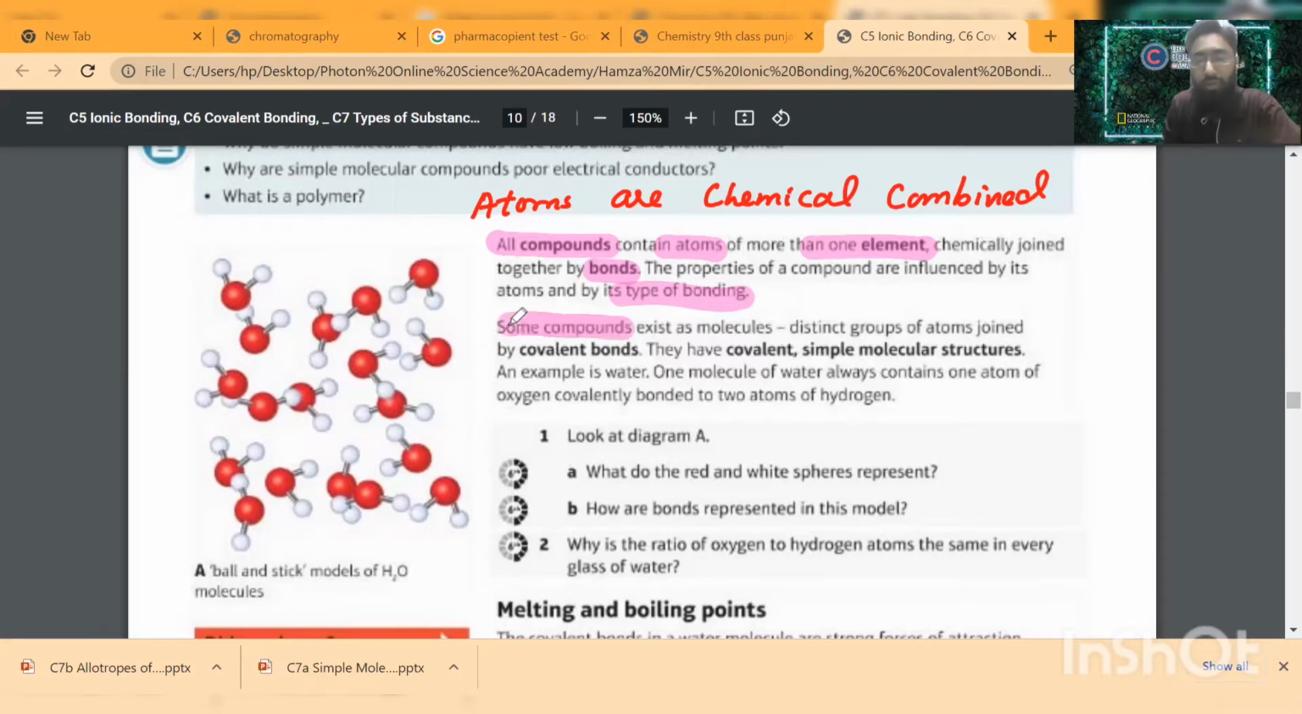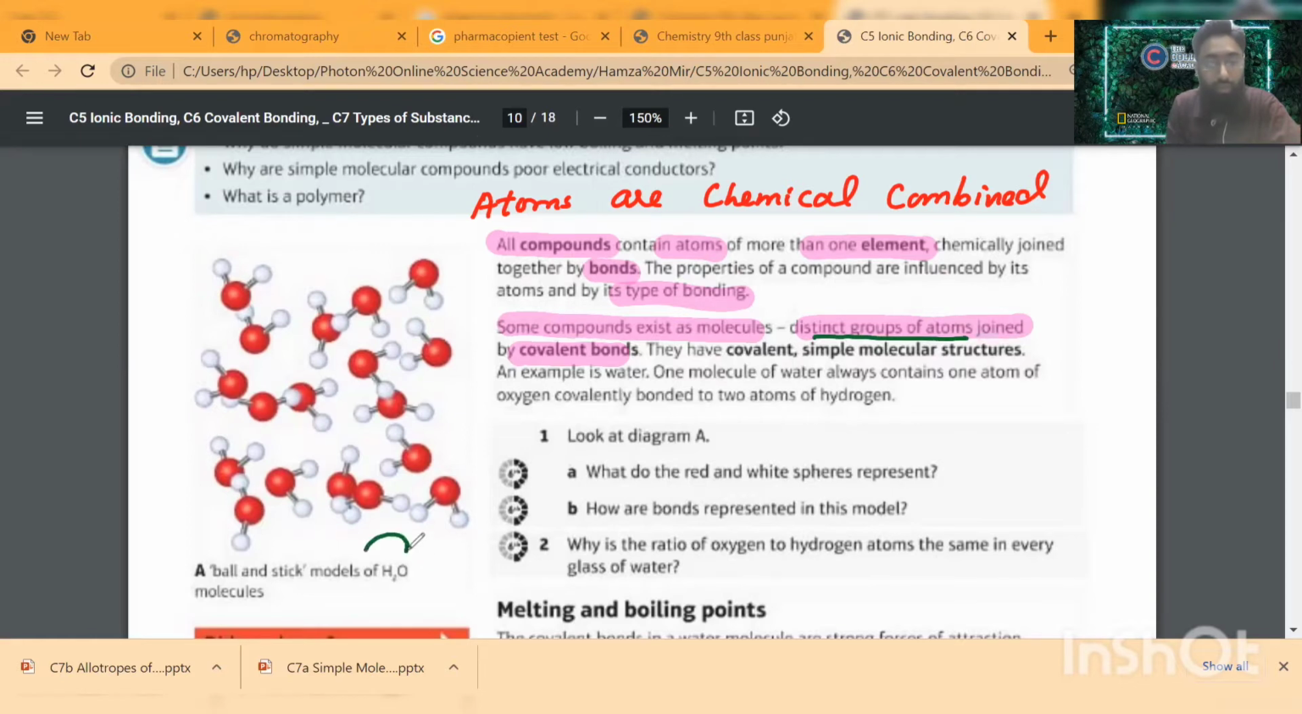Some compounds exist as molecules, distinct groups. What is a molecule? A distinct group of atoms joined by covalent bonds. Here they are describing what a molecule is. When distinct groups of atoms are joined by a covalent bond, we get molecules. We call them molecules.